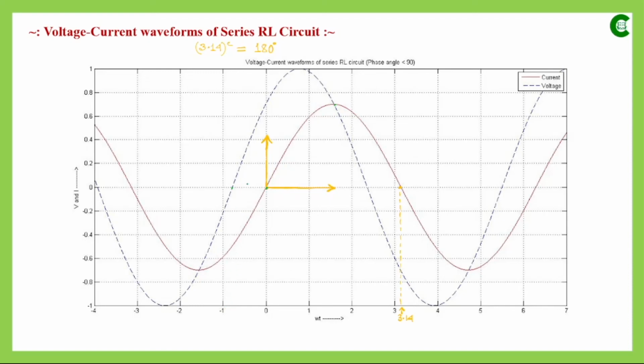So between this point and this point is the phase difference, which is theta in degree, and in radian it is somewhat less than 1.57. So here graphically also we can show that between current and voltage the phase difference is less than 90 degree.